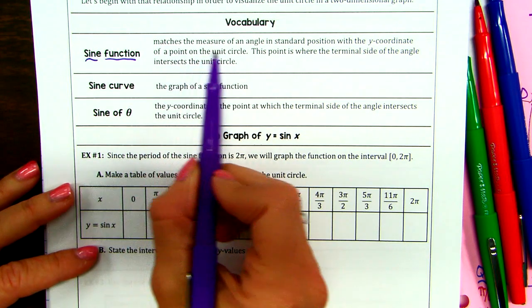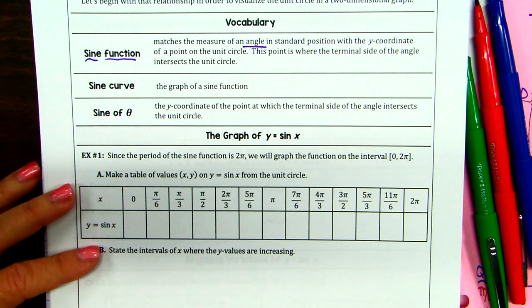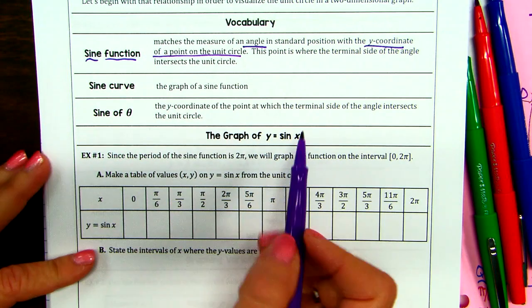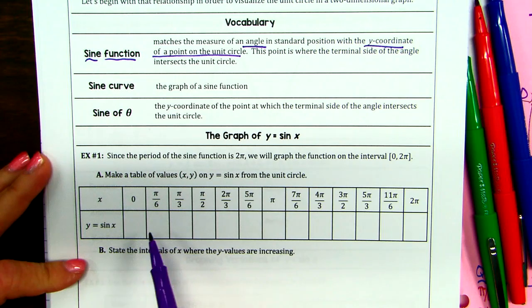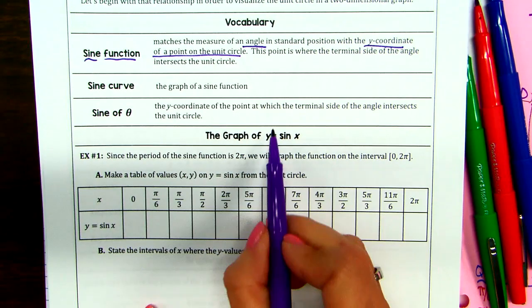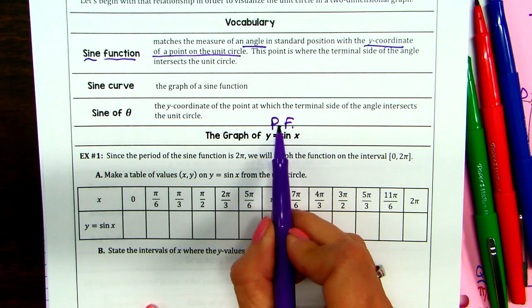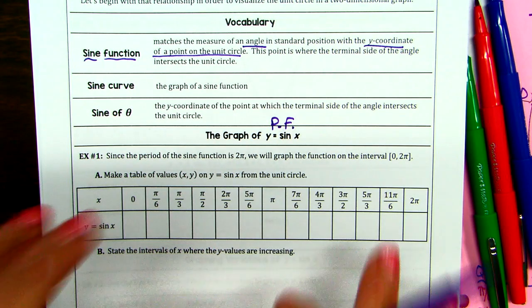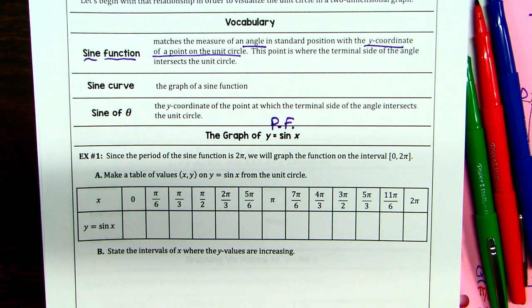But a sine function matches a measure of an angle in standard position with the y-coordinate of a point on the unit circle. So I'm going to skip all the way down here and introduce it to you, explain that with this example. This is your parent function of sine. This is the most basic graph points, and we're going to talk about that, dissect it, and then we'll talk about what happens when we throw some numbers in there that transform the sine graph, okay?